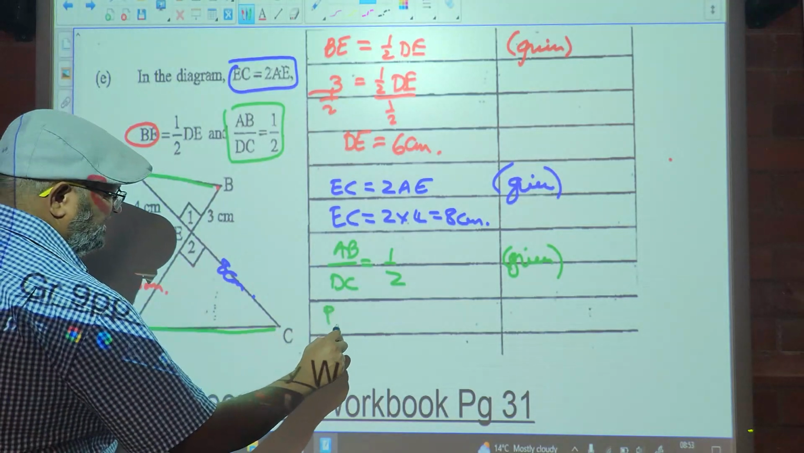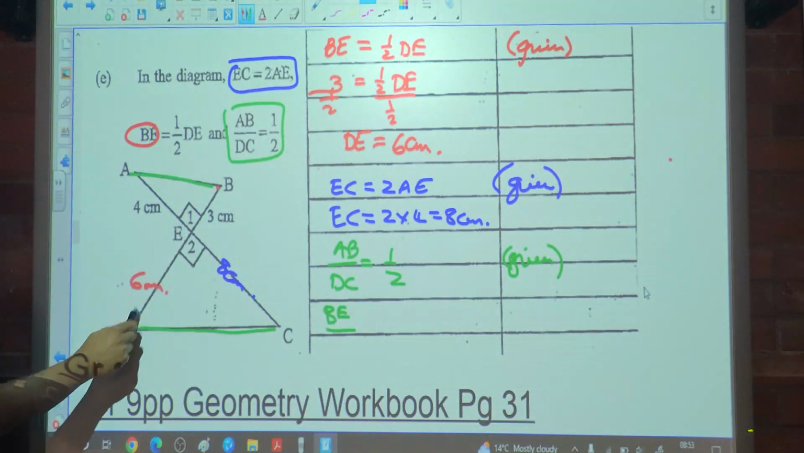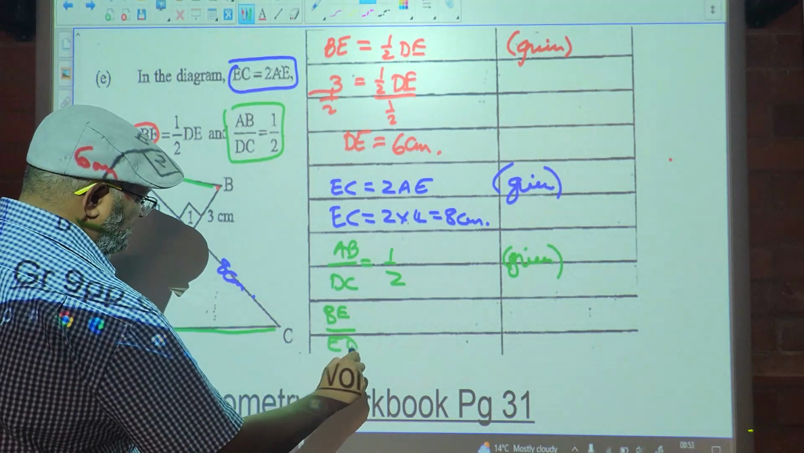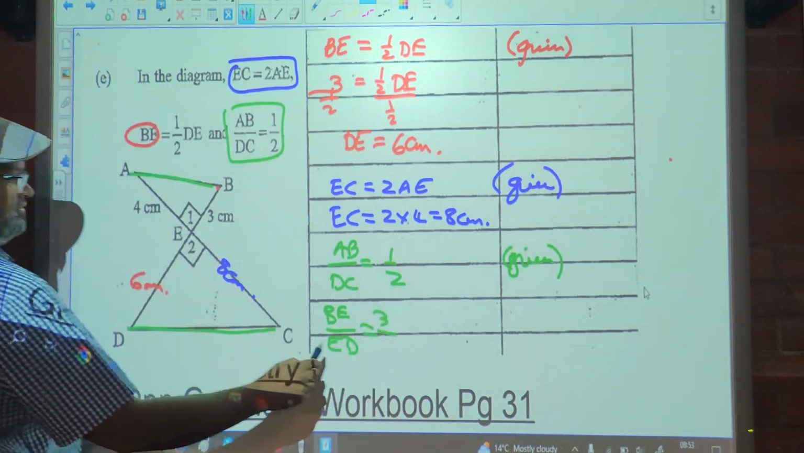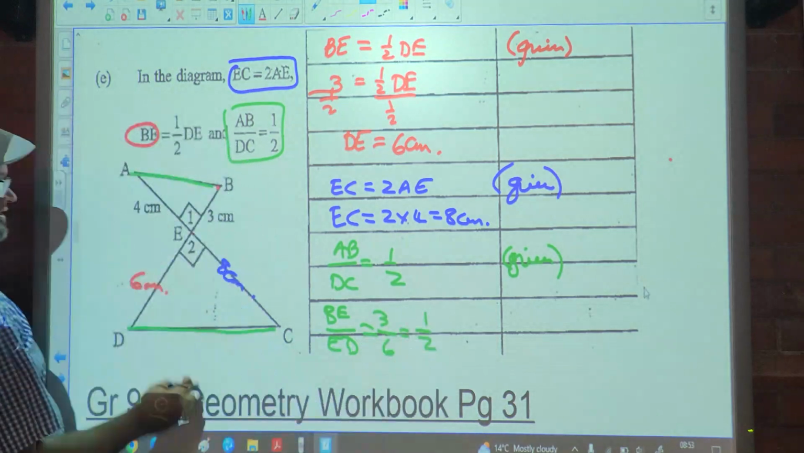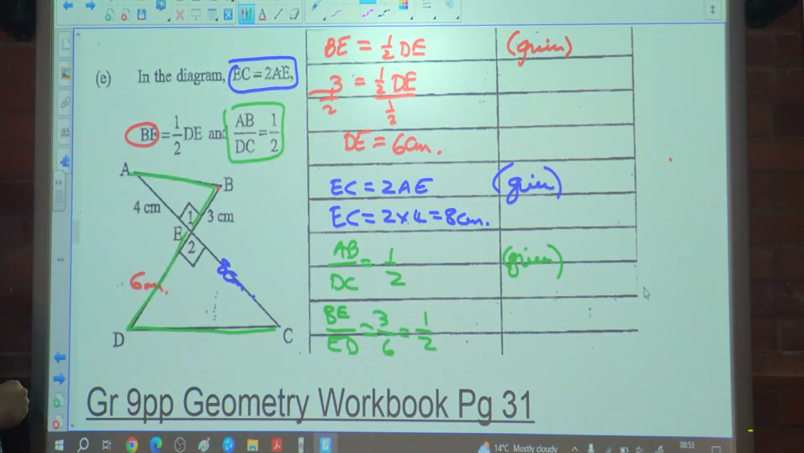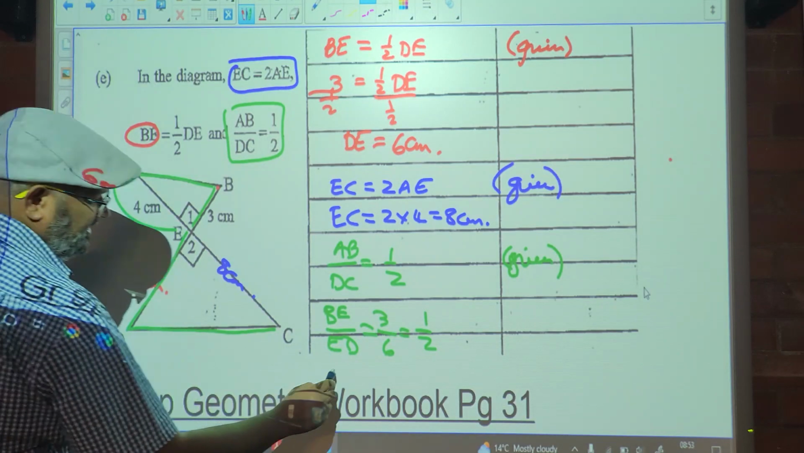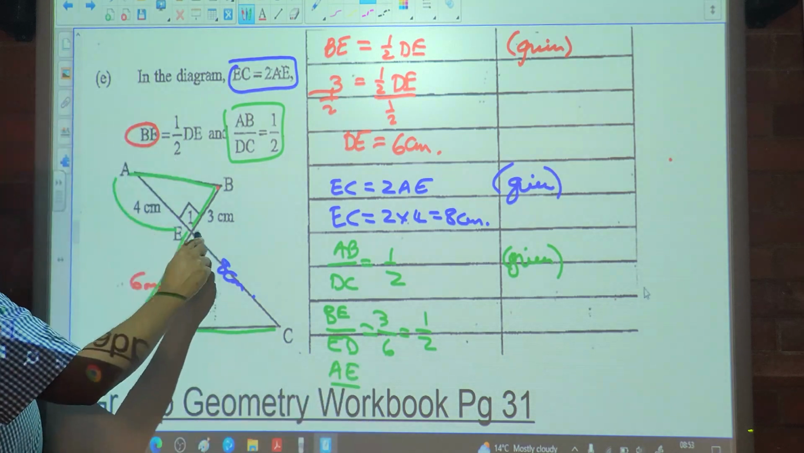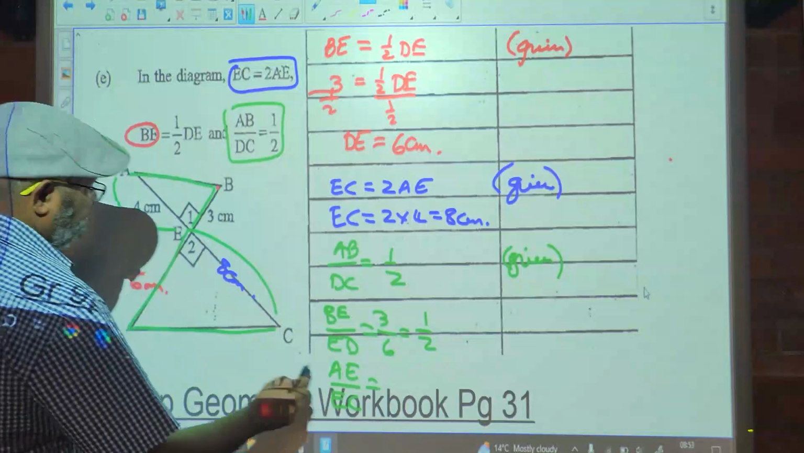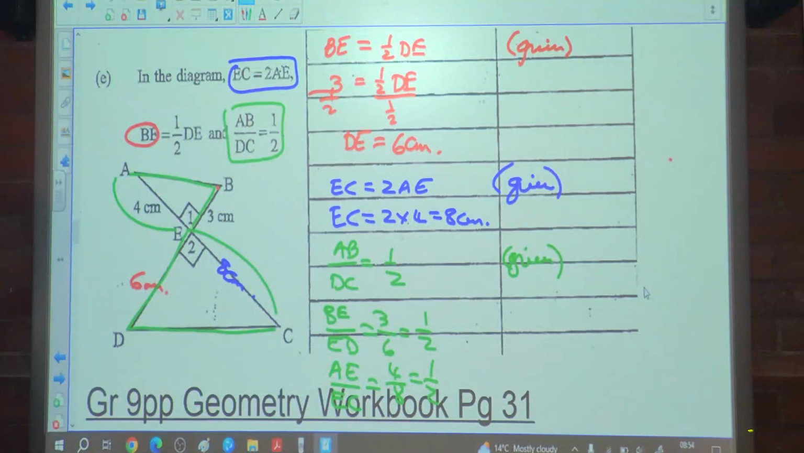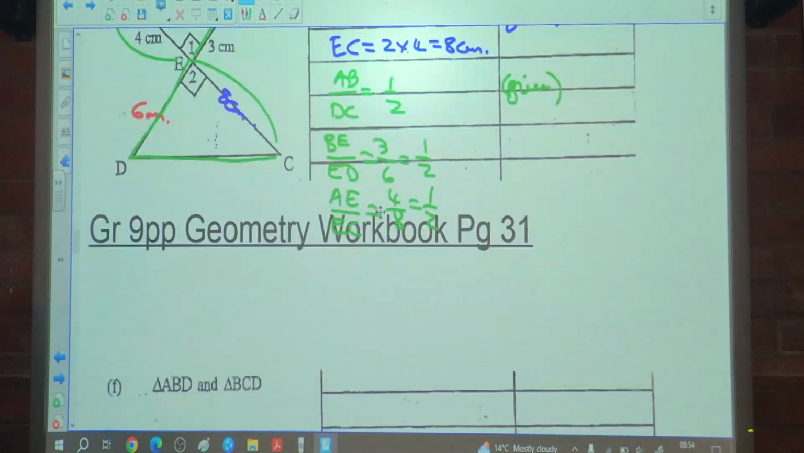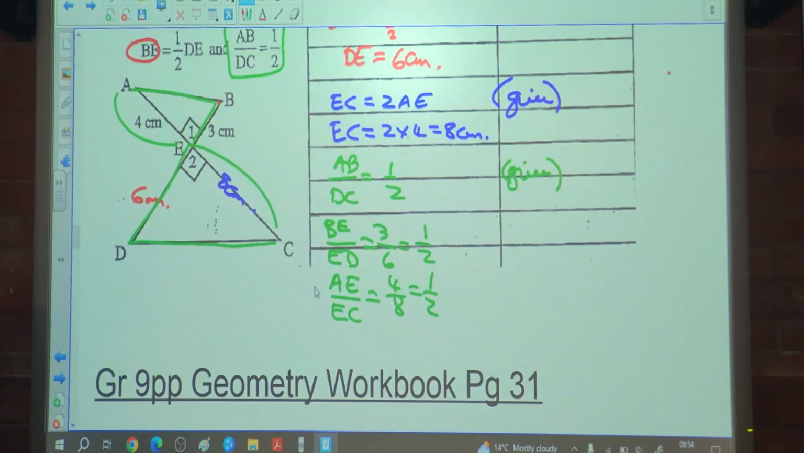We're going to say BE over ED. So what's the length of BE? 3 over 6, which is a half. So there we got that link as well. And then the next one? AE over EC is equal to 4 over 8, which is equal to a half. So hang on, stuff is coming together now.